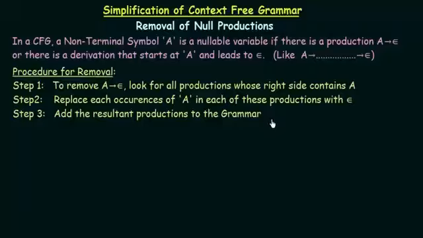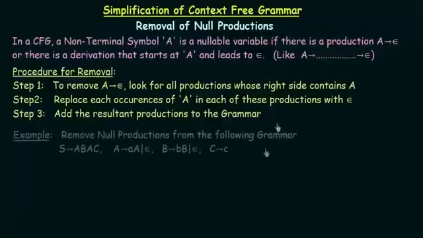So now let us see an example to understand this in a better way. Here we have an example which says remove null productions from the following grammar. We have a grammar where S is the start symbol, the non-terminal symbols are capital A, B and C, and the terminal symbols are small a, b and c. The production rules are like this. S gives ABAC. A gives aA and also epsilon. B gives bB and also epsilon. And C gives c. So we have to remove null productions from the given grammar.